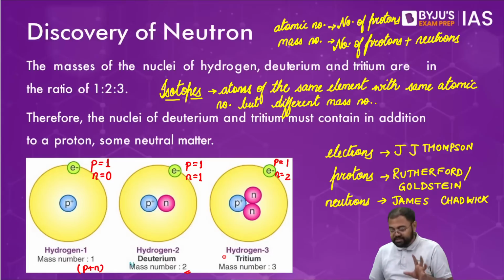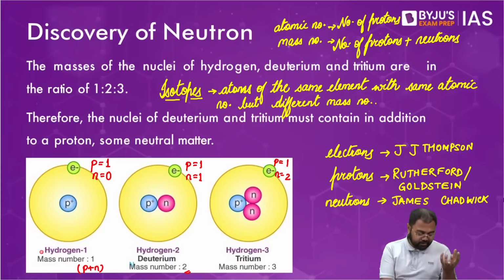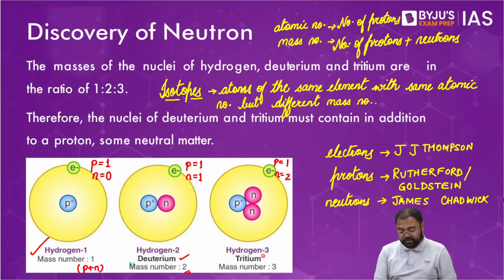So that basically led to the discovery of the neutron, that you have 3 forms of hydrogen. How should that be possible? Because every hydrogen will have 1 proton and 1 electron, right? It's a neutral atom, so it has 1 proton and 1 electron, yet the masses are different. There is hydrogen 1, which is lighter, then you have deuterium, which is heavier, and then you have tritium, that is even more heavy. So that is what we see in case of isotopes.